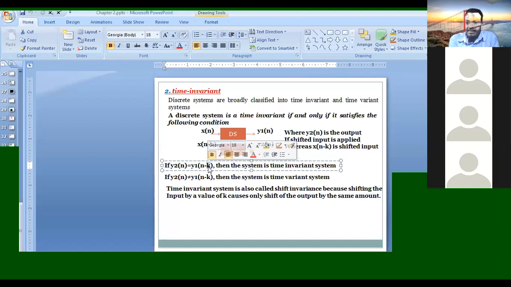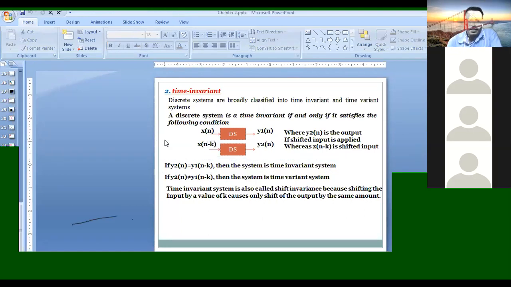The only change when you shift the input signal or delay a signal by some time is that the output will also be delayed by that amount. No other effect. The waveform, the amplitude, the frequency, no change. Such types of systems we call time invariant systems.